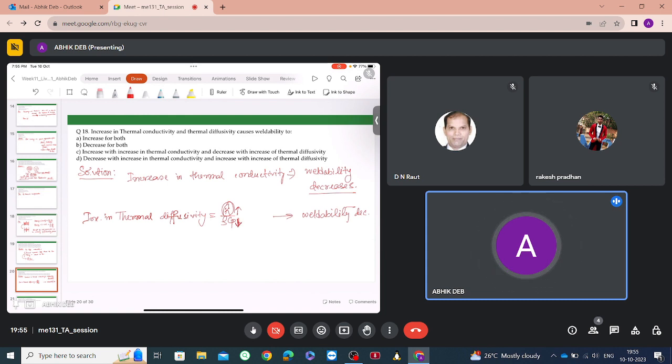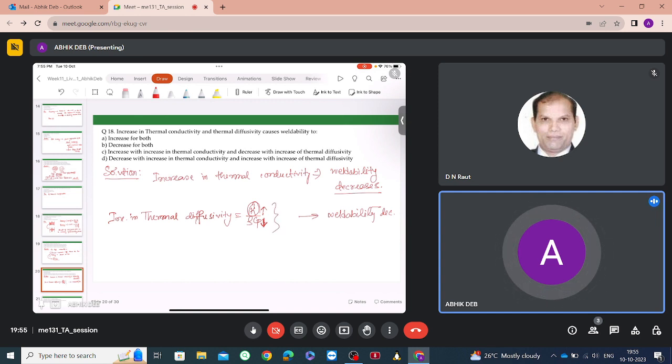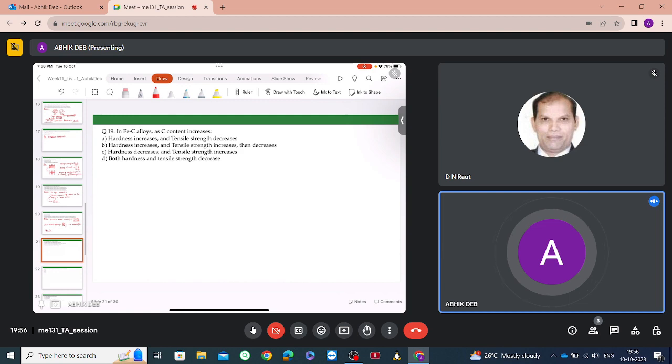Rho Cp implies the fraction of heat that is being stored. If less heat is being stored in the region that we are applying, then melting of that region will be difficult. As such, the weldability will decrease. So for both of these reasons, with the increase in thermal conductivity and thermal diffusivity, the weldability will decrease. Now coming to the next problem.